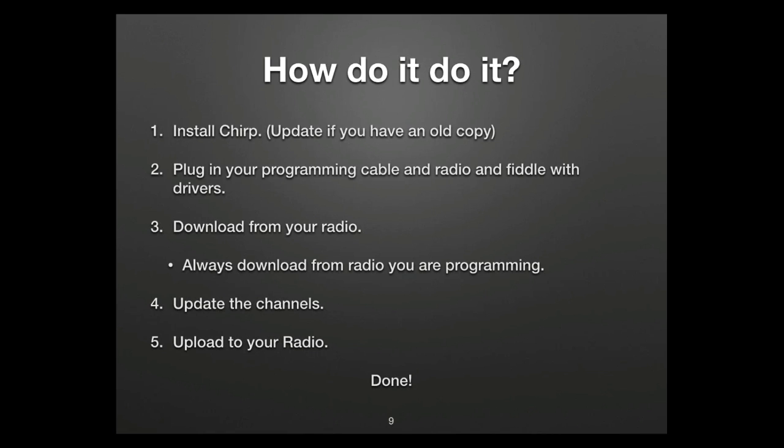Always download from your radio first. Even if you have two radios that are similar models, you never want to just take the image from one radio to another. Weird things can happen. So it's always best to download from the radio you're going to program, update whatever you want to update, and then upload back to the radio. And again, I will do some examples towards the end, we should have some time.